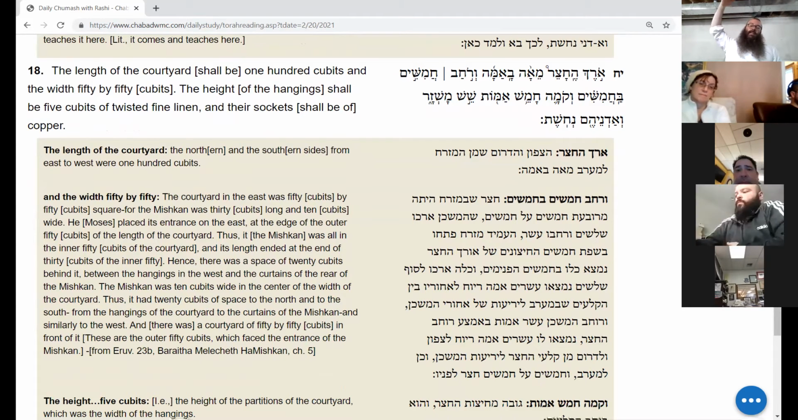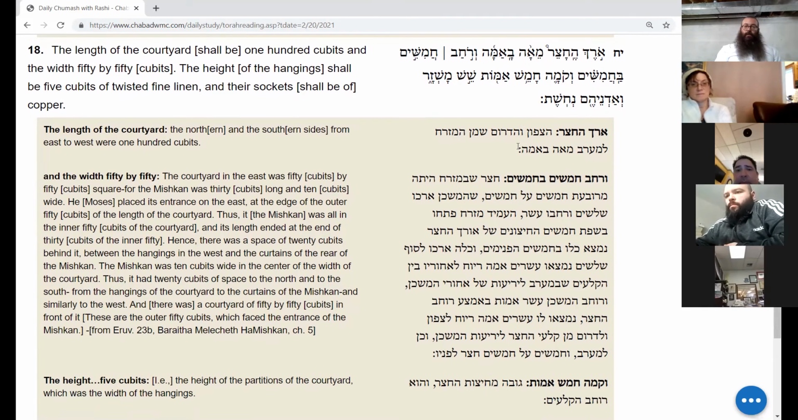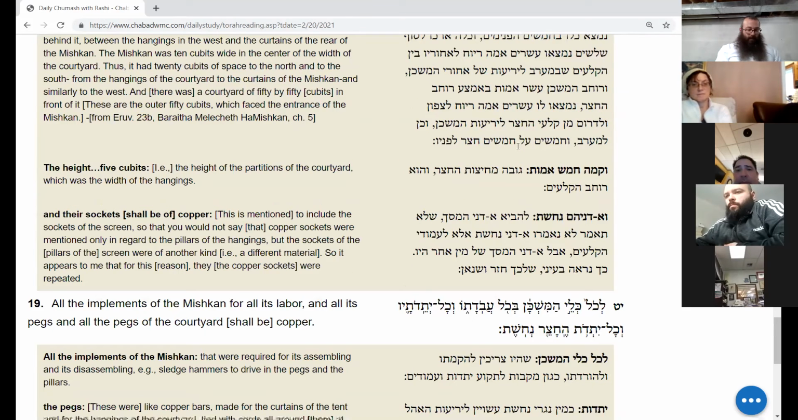Right? I guess the common fence we have today is about 8 feet. Those were 7.5 feet. They were 5 amas tall. Sheish mashzar, they were made out of fine linen. And the copper of all the bases of everything was copper, and that is what we're learning about so far. Let me just see what we're holding over here.